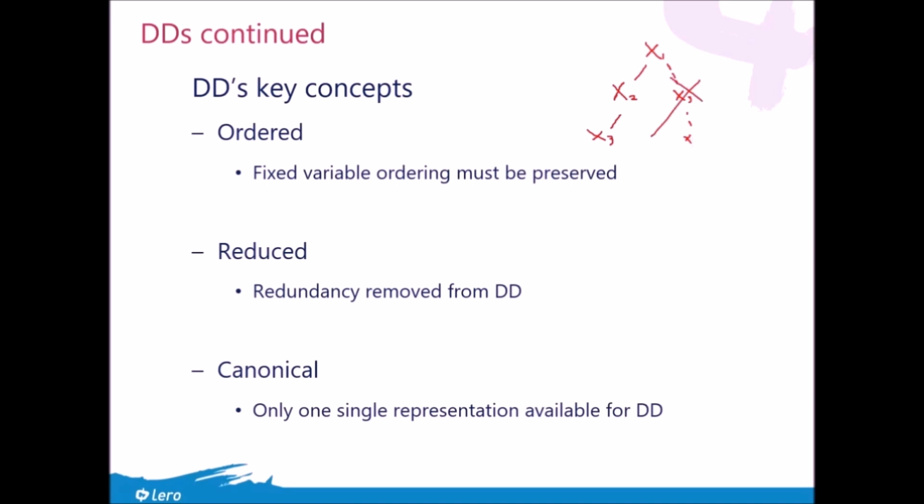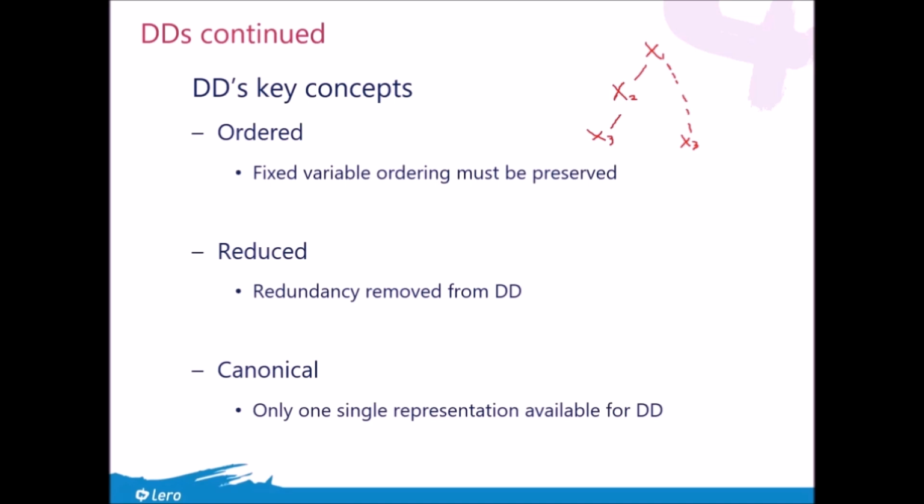So this must be the same as the other side. So this must also go to x2 and then to x3. Or this can go directly down to x3 if x2 is not needed. But the ordering must be preserved. So x1 first, x2 in the next position, and then x3.